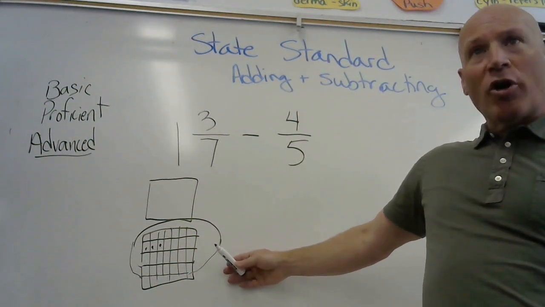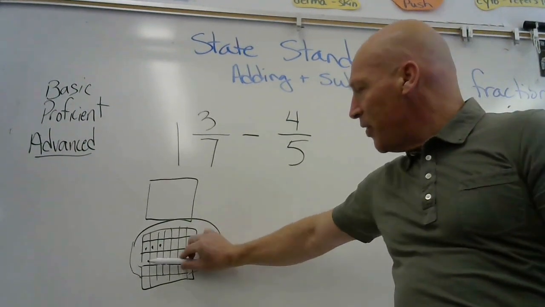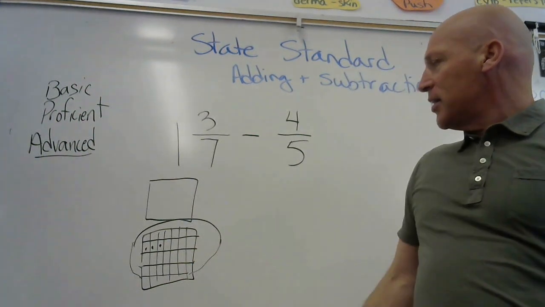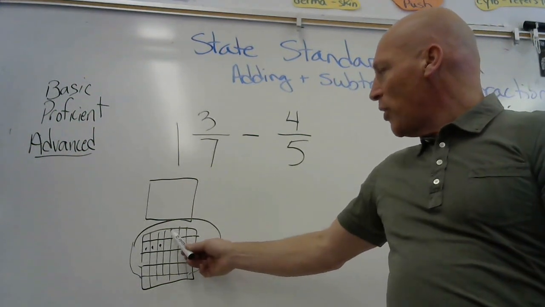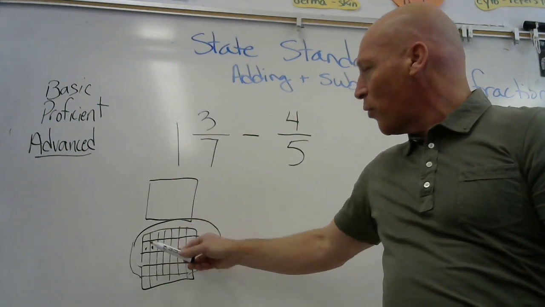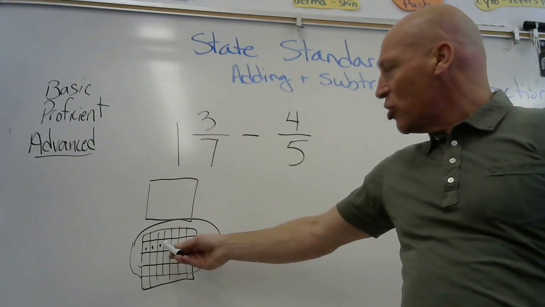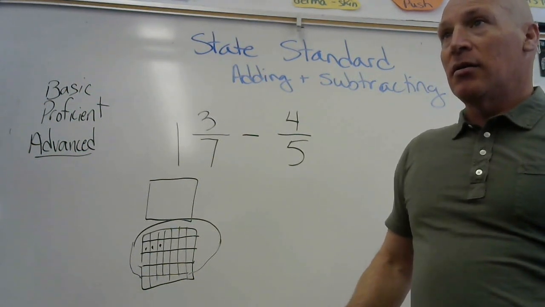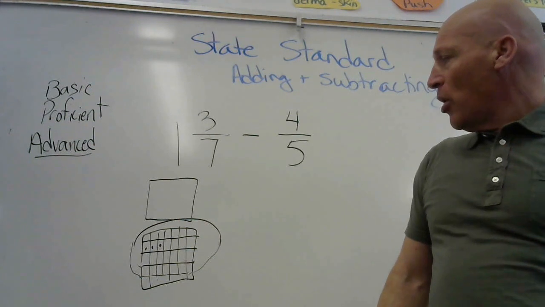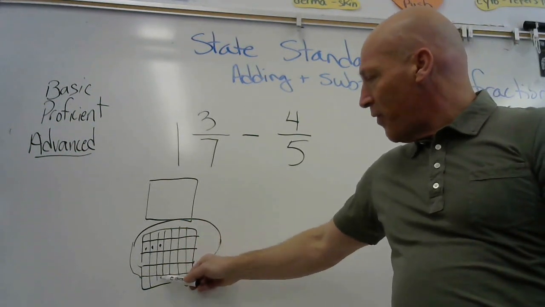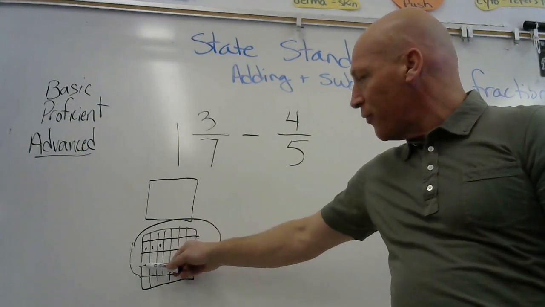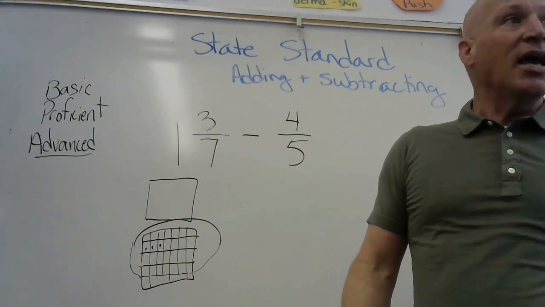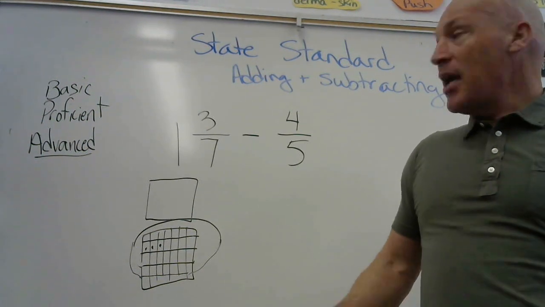So according to our bar models, you can see 1, 2, 3, 4 out of 1, 2, 3, 4, 5. Look how many boxes I have. That's 7 times 4. That's 28 of these congruent size squares that I need to subtract. Can I subtract 28 from the 15 that I had in the 3/7? No, I can't do that.